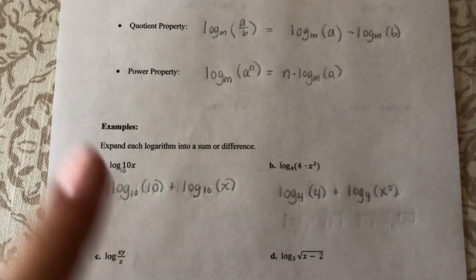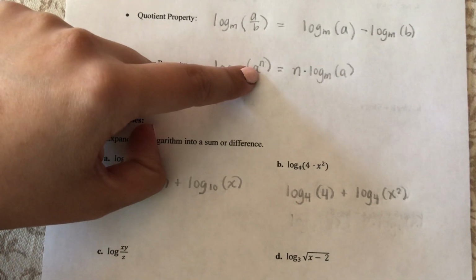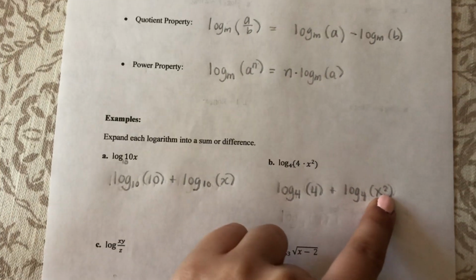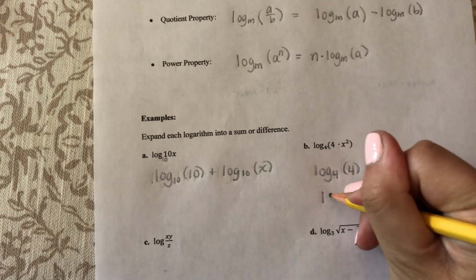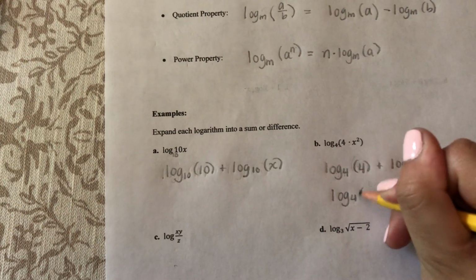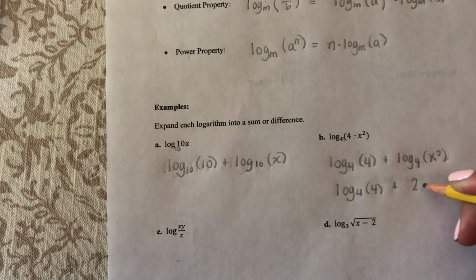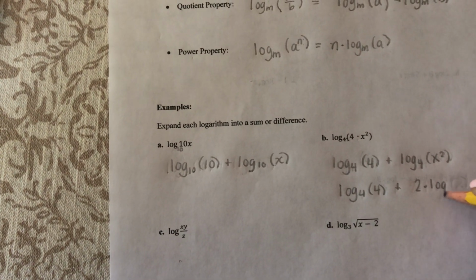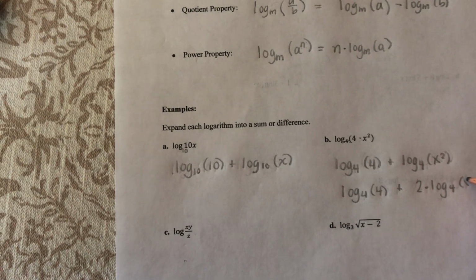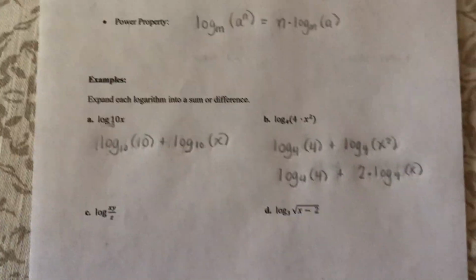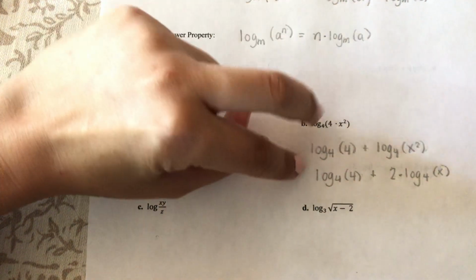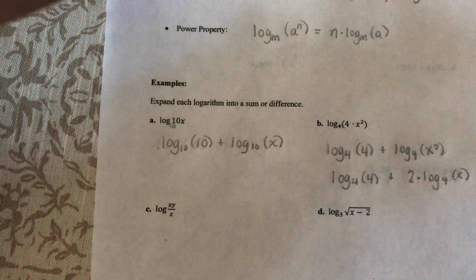I do have one more property to use though because I see an exponent. So anytime you see an exponent inside the log, you can bring it to the front and multiply it with the log, and that is my last step. 2 times, and it's just a regular 2, it's not a squared. 2 times log base 4 of x. And that's 2 steps to completely expand letter B.